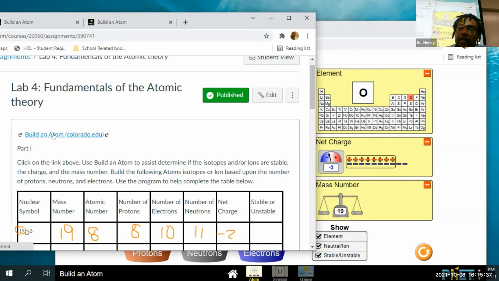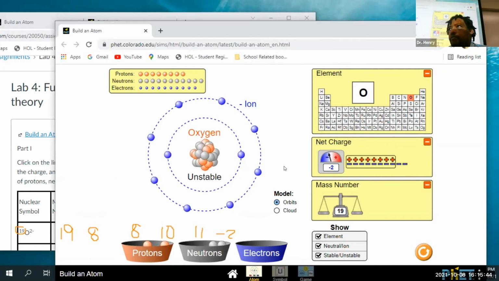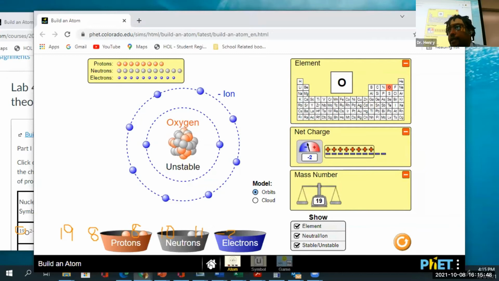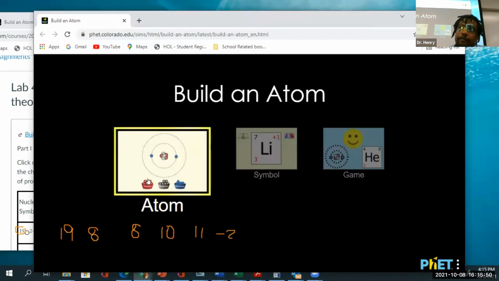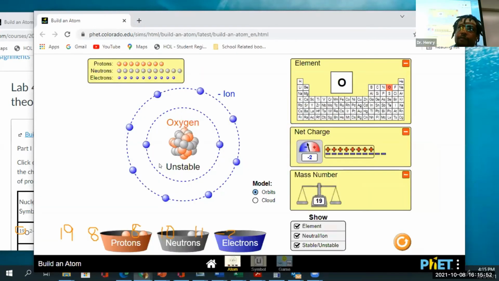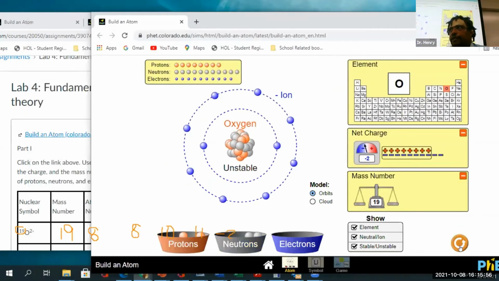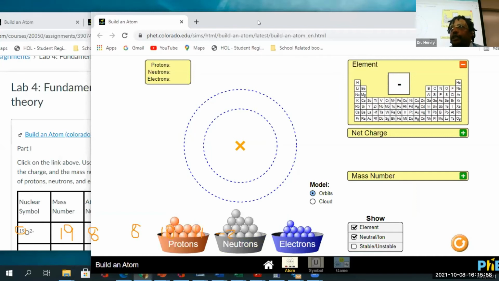And then if you click on that link, it'll take you to this site right here. Actually, it'll be like this. Hold on. It'll take you to here. So then you want to click on the very first one, the atom. Reset this. And so you're going to use this to fill in the information down here.